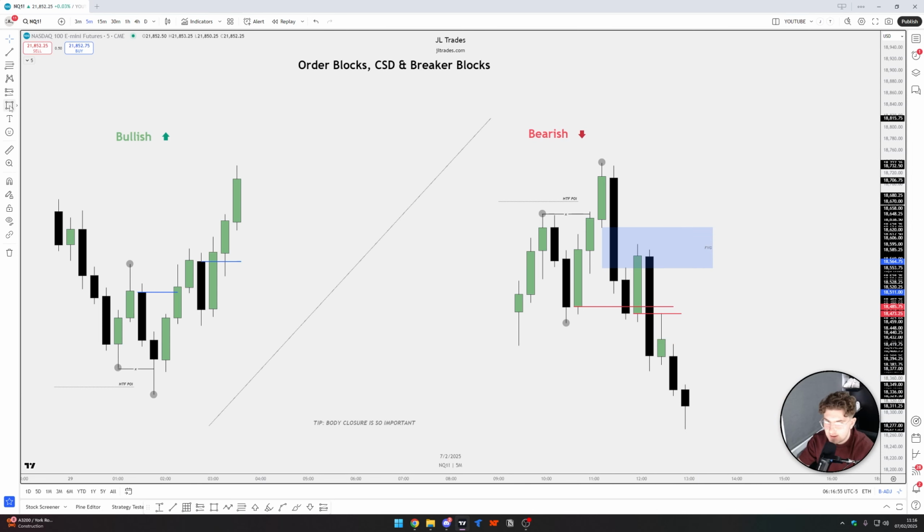So where is the bearish breaker block? Well, a bearish breaker block would be the most recent down closed candle or candles before the leg up that took liquidity, which would be in this case over here.